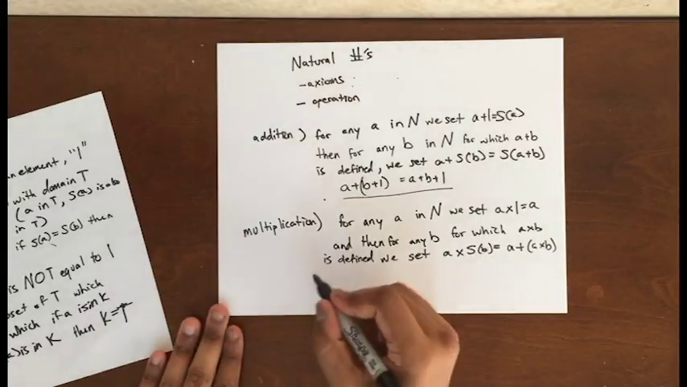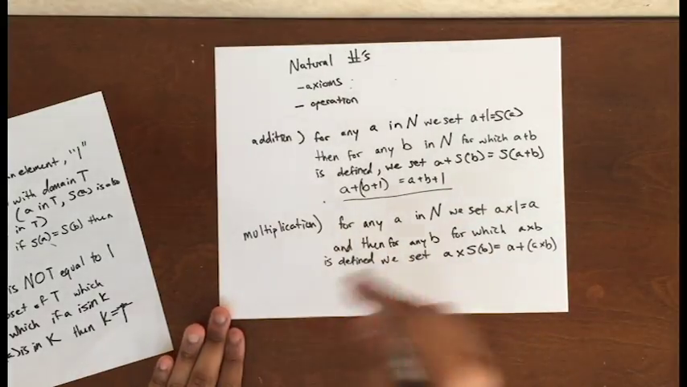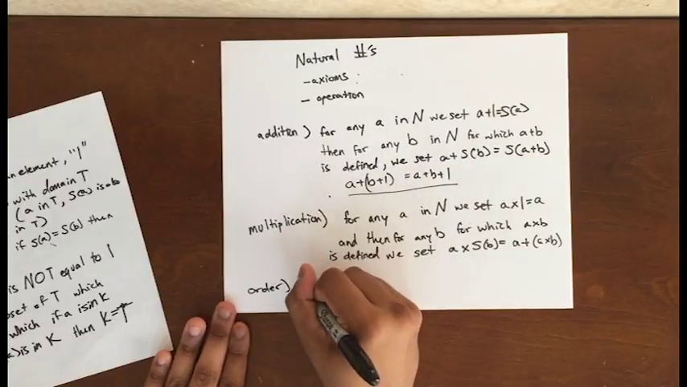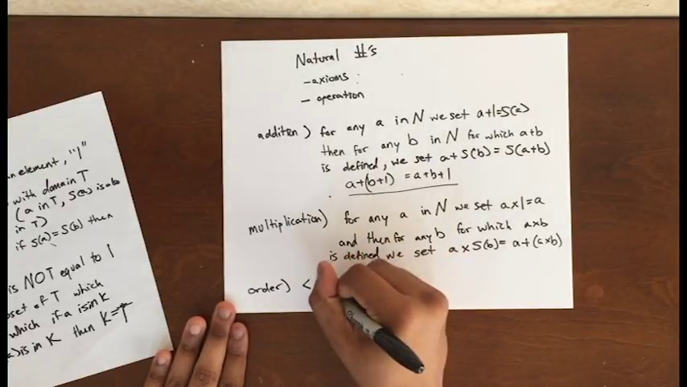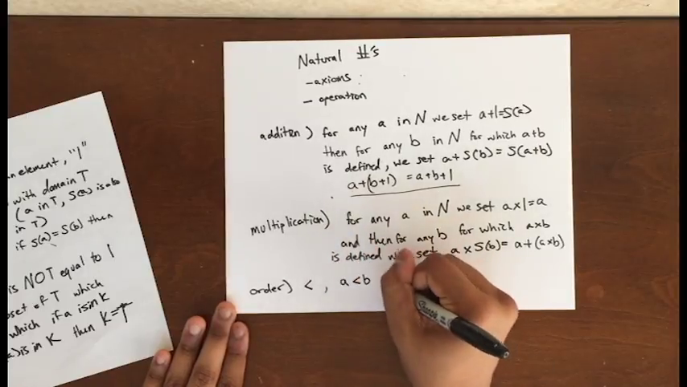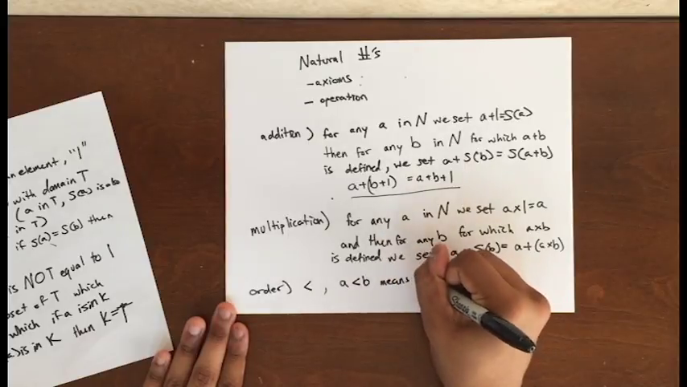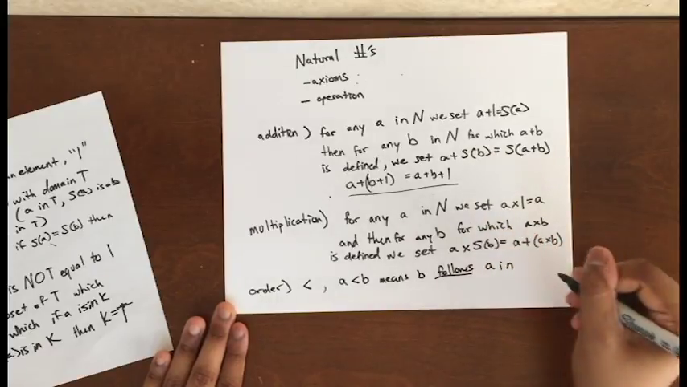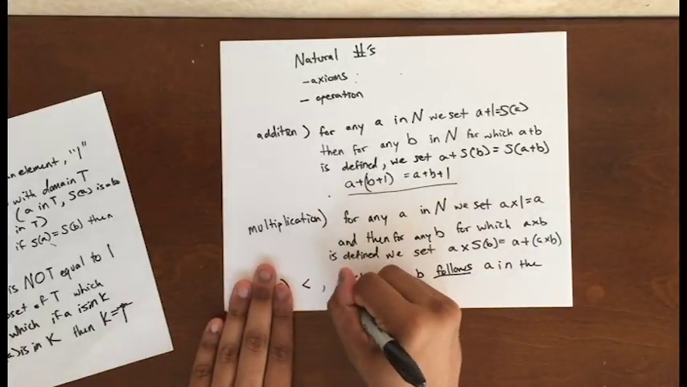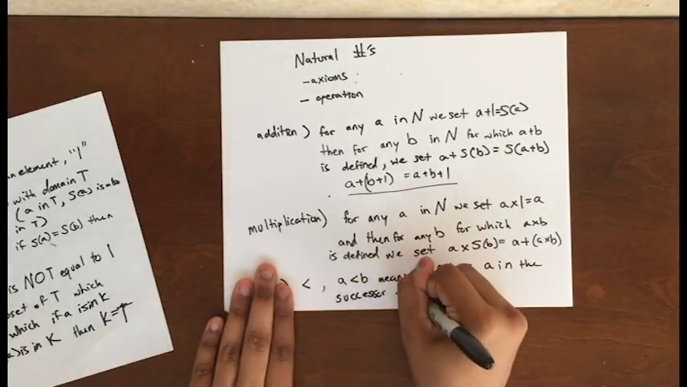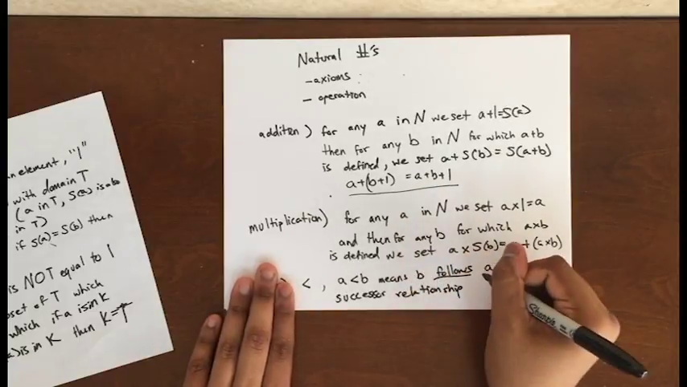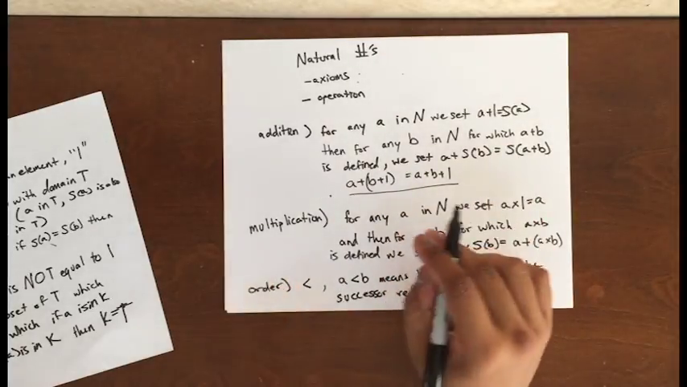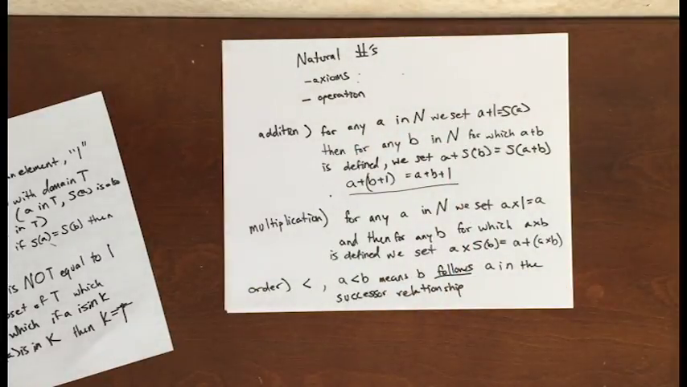We define the order relation in the natural numbers in a similar fashion. If we want to talk about order, we're simply talking about this little less than sign. To define it, a less than b means b follows a in the successor relation. Meaning that if b is greater than a, it's somewhere farther down the line in that successor chain, those arrows and points.